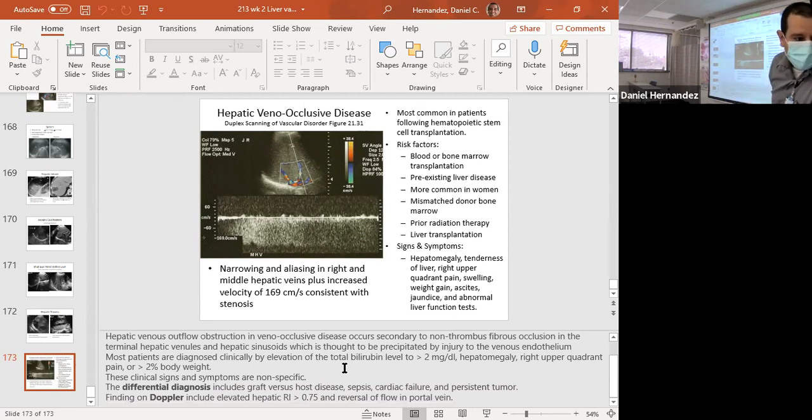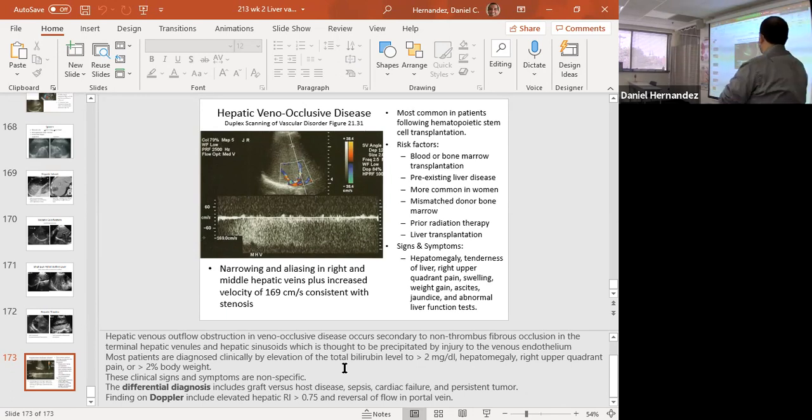Differential diagnosis includes graft versus host disease, sepsis, cardiac failure, or persistent tumor. Doppler findings include elevated hepatic resistive indices greater than 0.75 and reversal of flow in the portal vein.